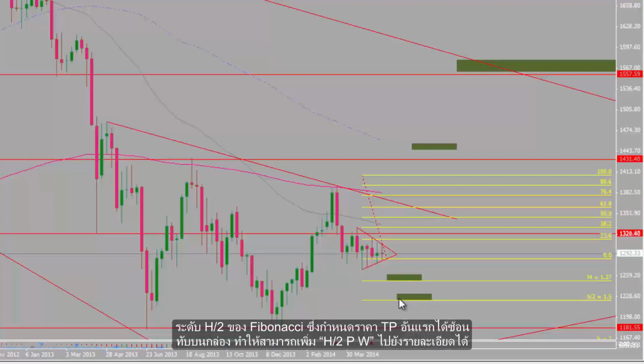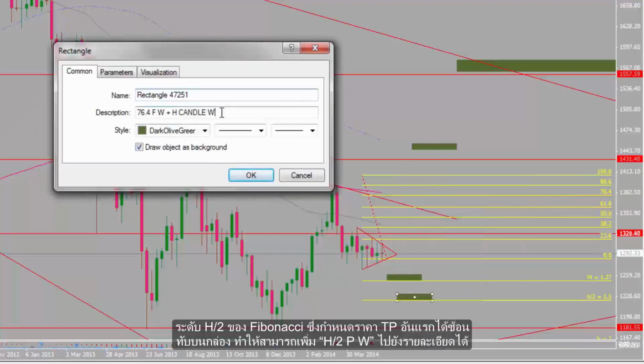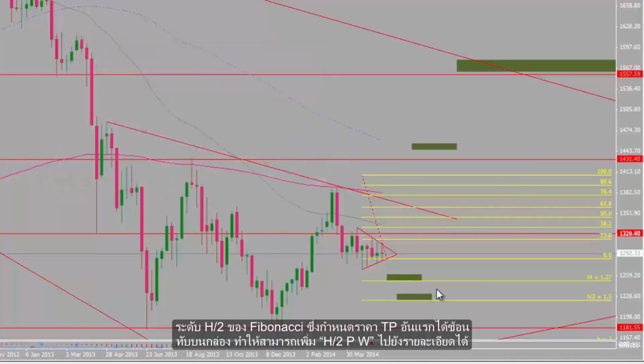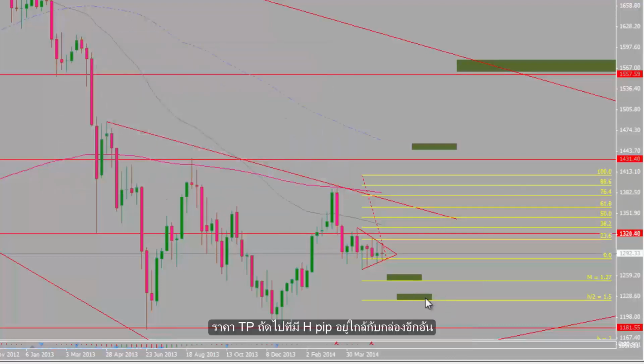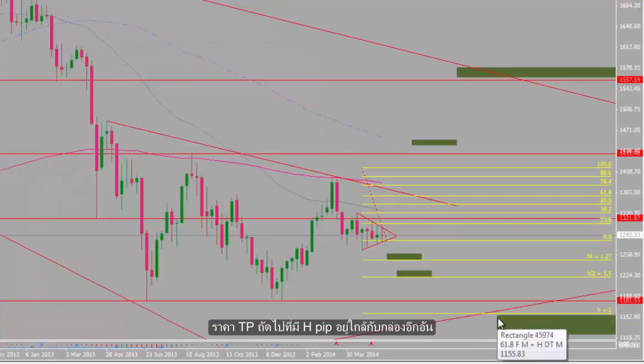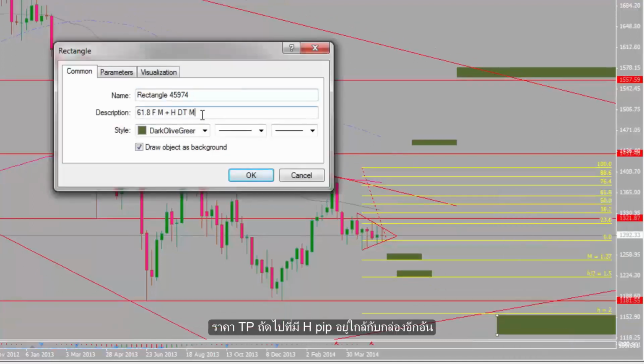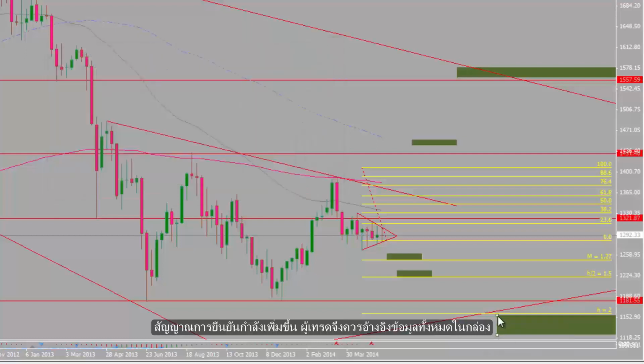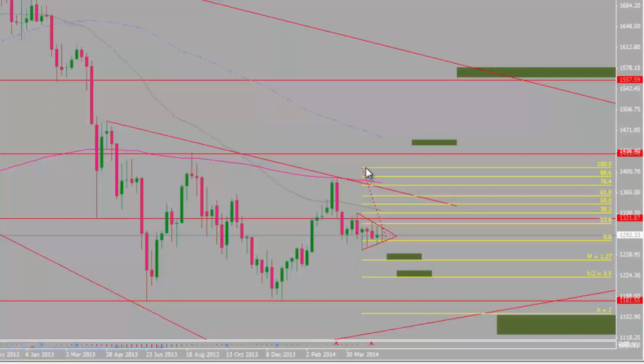Level H2 of Fibonacci that determines the first TP price overlaps on the box. Thus, H2 PW can be added to its description. Next, TP price with H pips is near another box, so HPW can be written in the description field. Confirmation signals are increasing, so a trader should cite all the data in the description box.